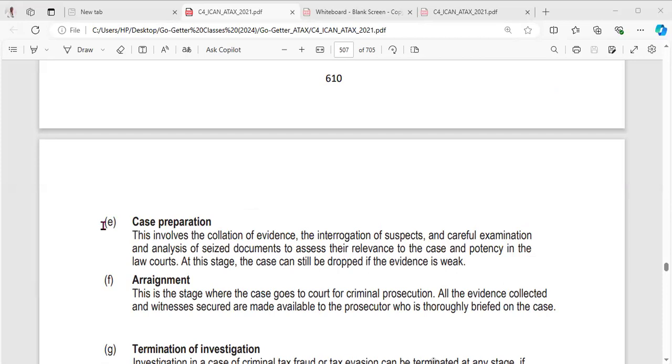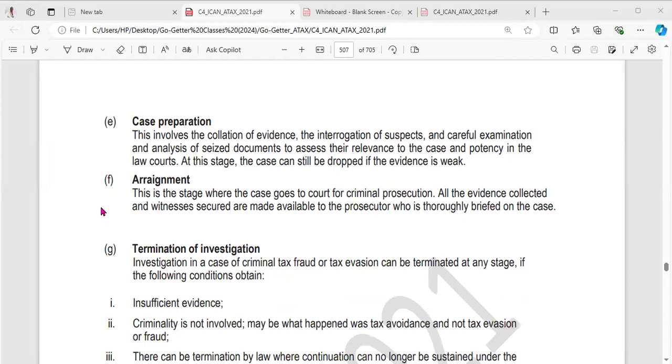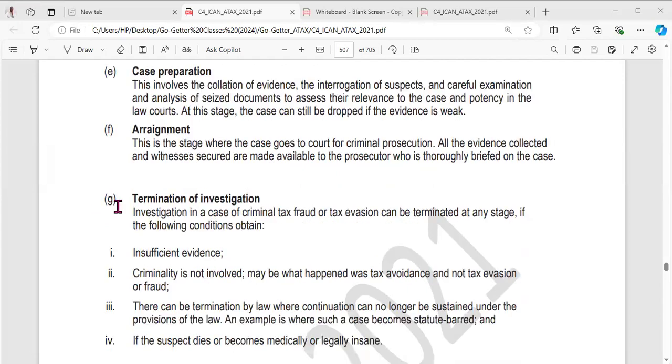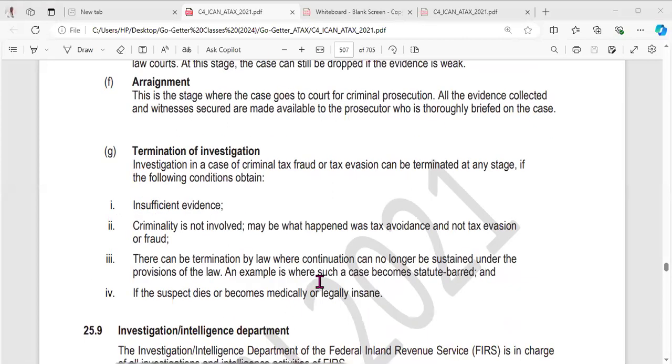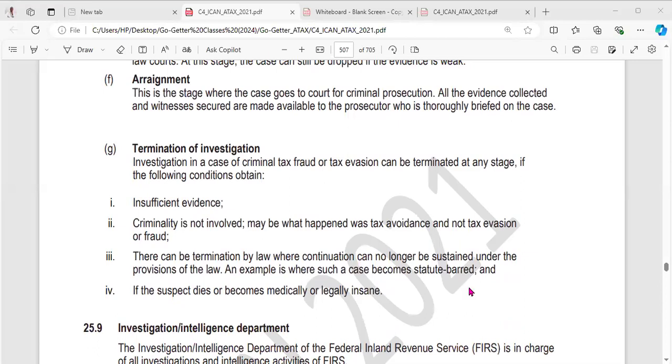But if they discover that the evidence is weak and cannot stand in court, they will not arraign the defendant to court. Then when there is a need for termination of the investigation, they will call the investigation to a halt. This could be one, insufficient evidence to prosecute. Two, no criminality is involved. Maybe what was involved there was tax avoidance and not tax evasion. So they will not prosecute. Then maybe there can be termination by law where continuation can no longer be sustained under the provision of the law. Or if the suspect dies or becomes medically or legally insane, then the investigation will stop.